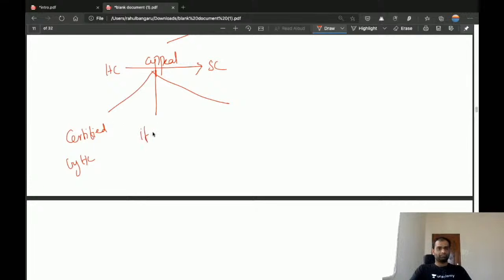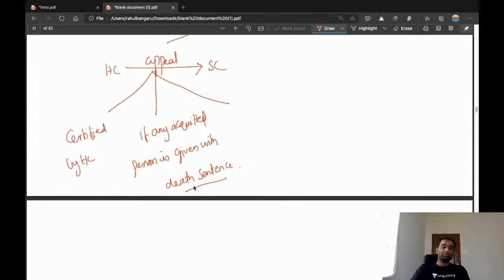Or if a previously acquitted person from the district court is given a death sentence by the High Court, these cases are worth appealing in the Supreme Court. Or if the High Court awards a death sentence to a person. So in these scenarios, a case can be appealed from the High Court to the Supreme Court.